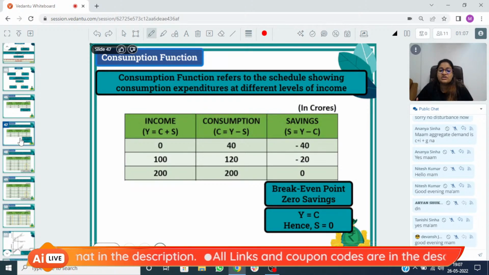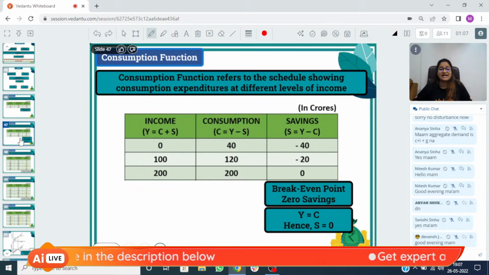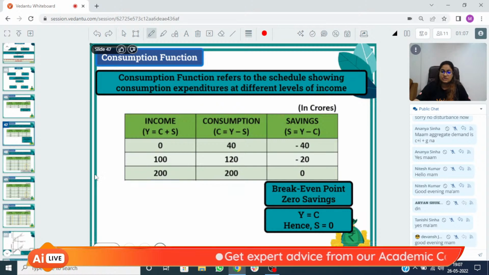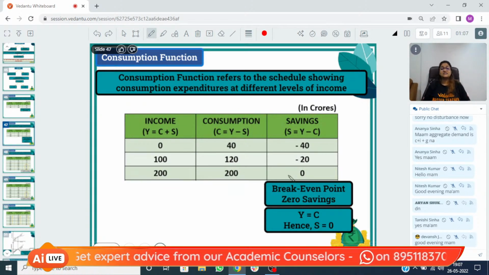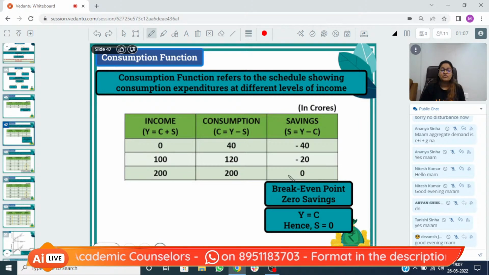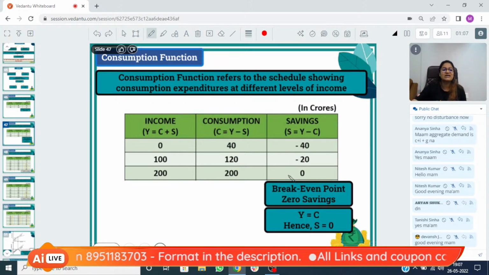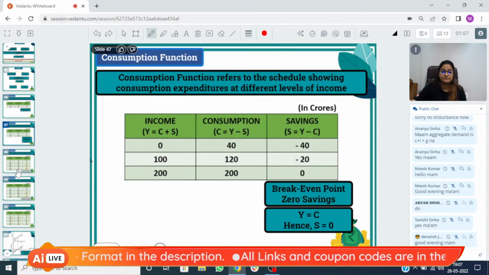Correct? Then we reach a break-even point when income further rises, consumption also rises, and we reach a point where all our consumption needs are satisfied by income. So income is equal to consumption. Here savings are equal to zero. This point is called the break-even point. The break-even point is the point where income is equal to consumption. Therefore, savings is equal to zero.